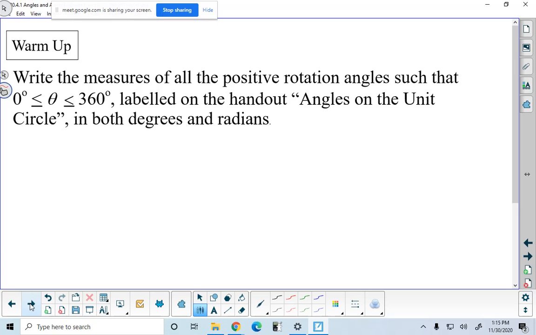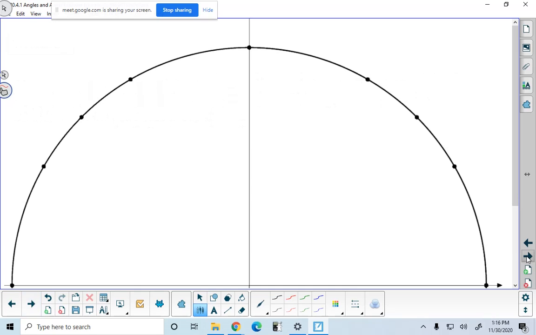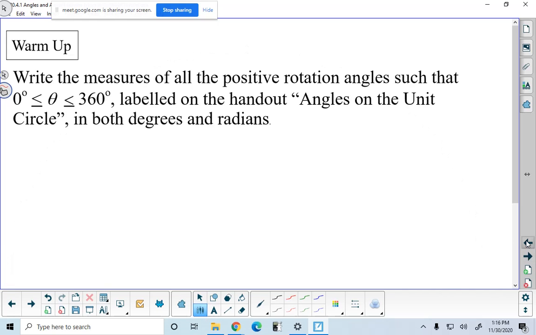Okay, warm up. Now we're going to write the measures of all of the positive rotation angles from 0 to 360. Now, I just want to check here. In your handout, I believe you have a blank page that looks like this, except you have the bottom part as well? I don't see one on mine. Okay, so in the pack of materials I gave everybody, you will find a handout called Angles on the Unit Circle.